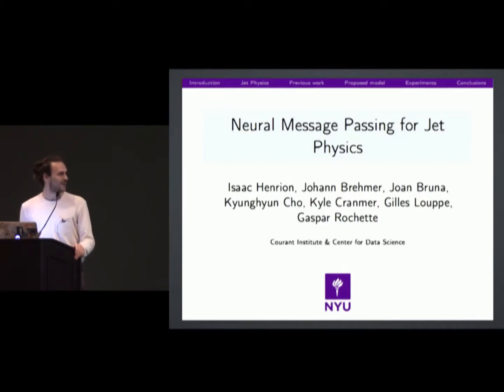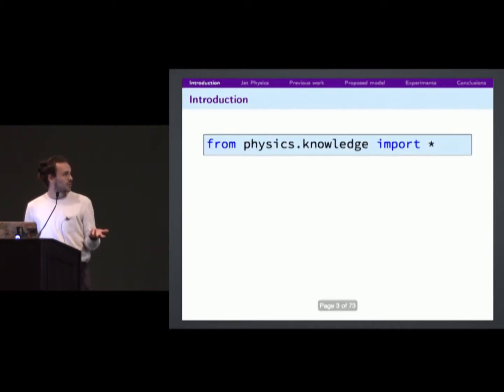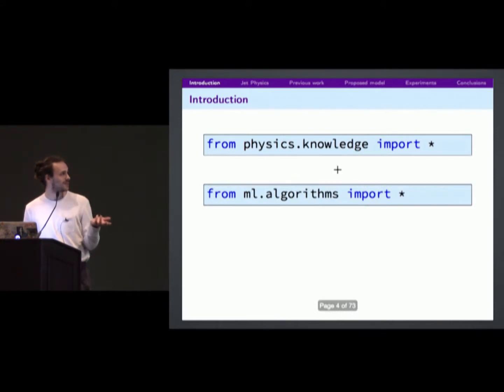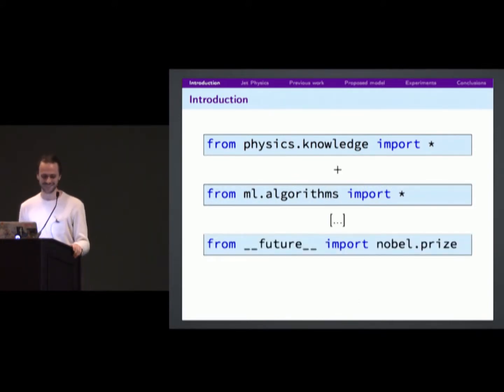So the basic idea is that we want to combine both physics knowledge and machine learning ideas. So we're going to import physics knowledge, also some algorithms, and then who knows where it's going to take us.